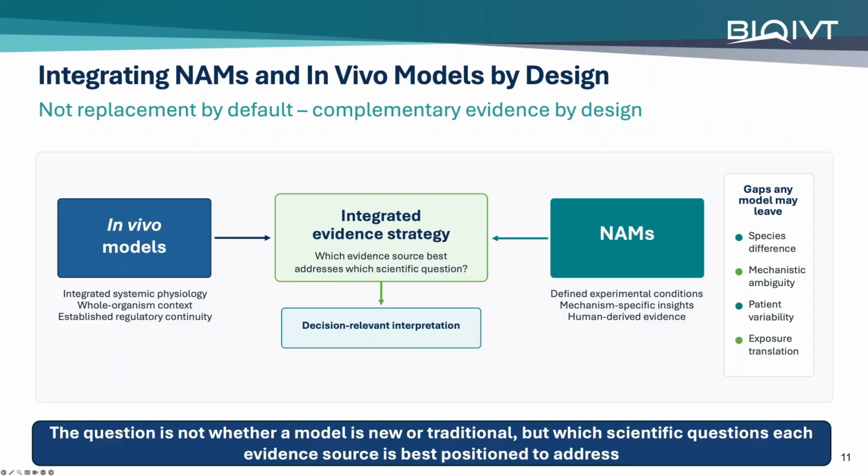This is why I think integrated evidence works best when it's intentional. If we understand from the beginning what question each evidence source is intended to address, the studies can be designed to complement one another rather than producing separate data sets that we only try to reconcile afterwards. This is the meaning behind the statement at the bottom of the slide and noted at the top. Not replacement by default, but complementary evidence by design. The goal is not to defend one model category. The goal really should be to construct the strongest scientific evidence package for the decision we need to make.